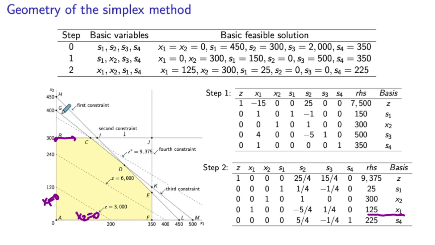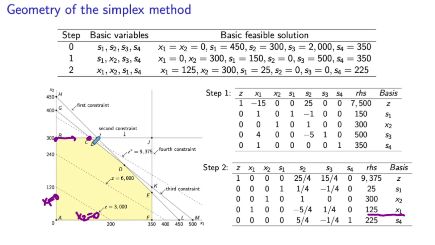So the third constraint is the constraint that restricts our movement in the positive direction for x1, and as a result the third slack variable s3 will be the leaving variable. So the third row wins the ratio test, and we end up at point C after step 2. Alright, and we can see that this is the optimal solution.